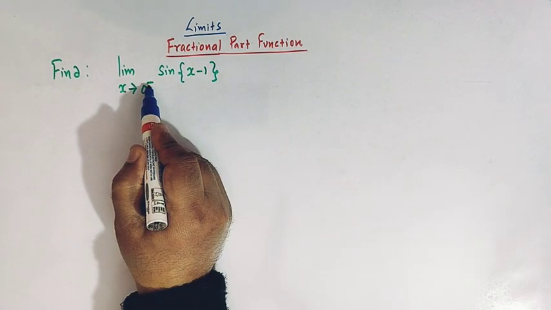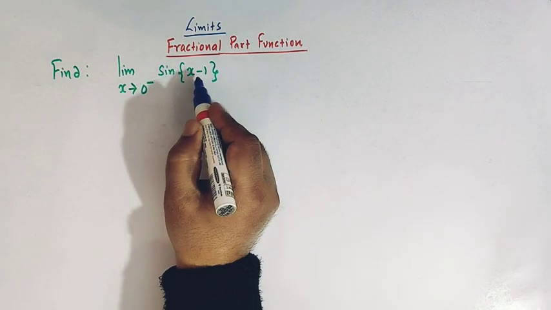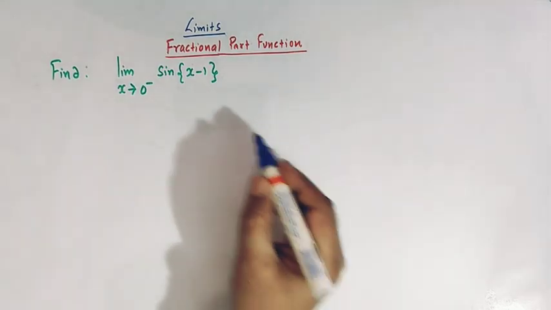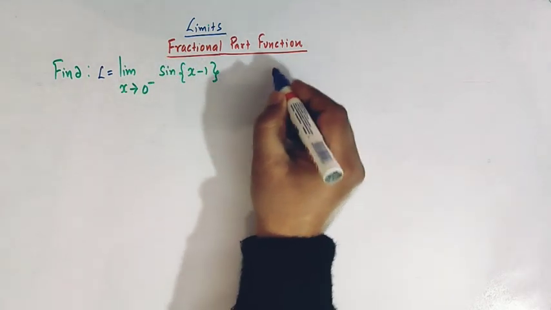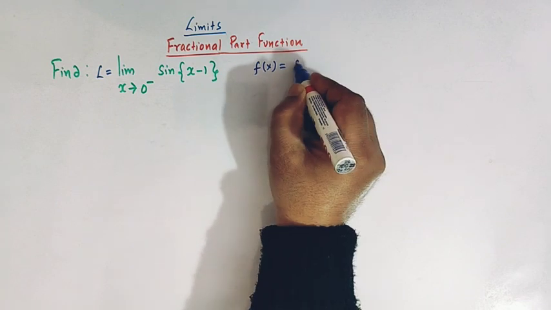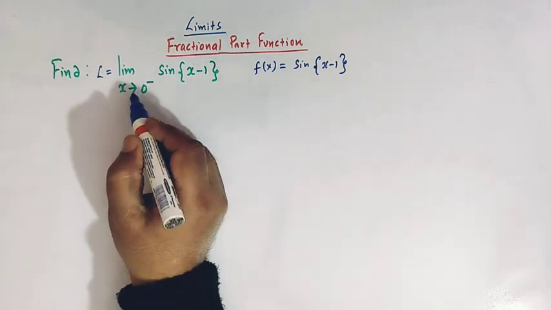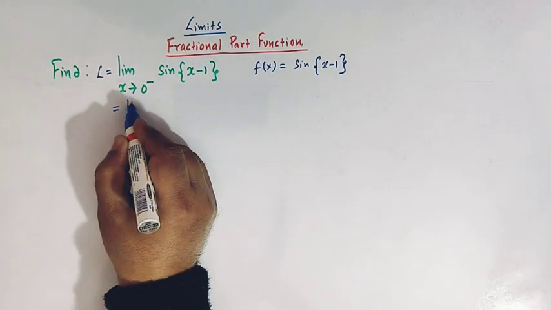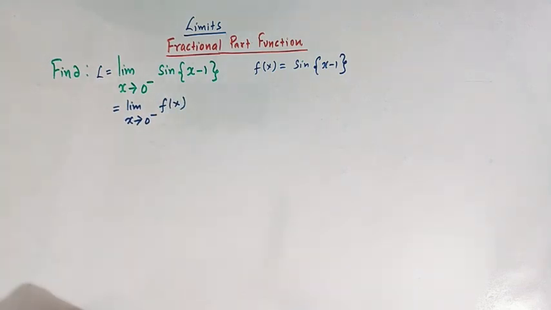right? So here this negative sign shows that we have to find the left hand limit of this function when x approaches 0 from the left of x is equal to 0. So here let us take this limit as L, right? And here we can take this function as f of x, that is equal to sine of fractional part of x minus 1, right? And we have to find the left hand limit of this function, that is we can write limit x tends to 0 minus, and here we can write f of x, right?